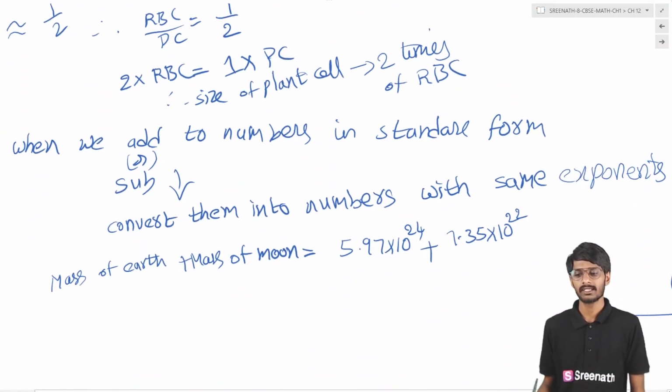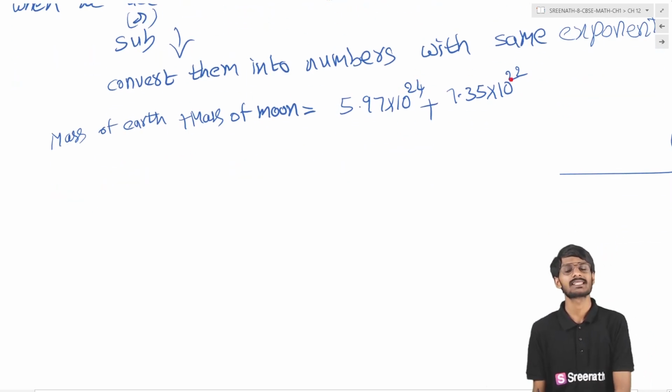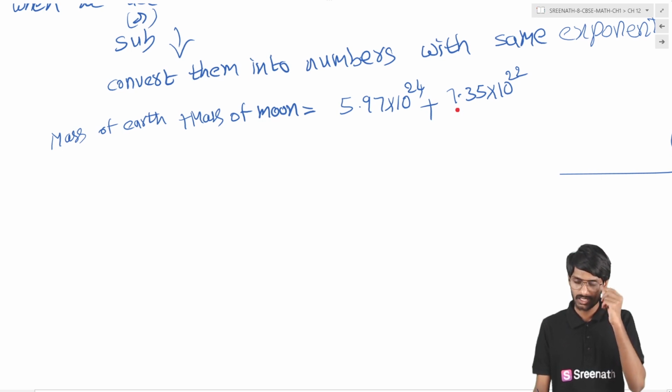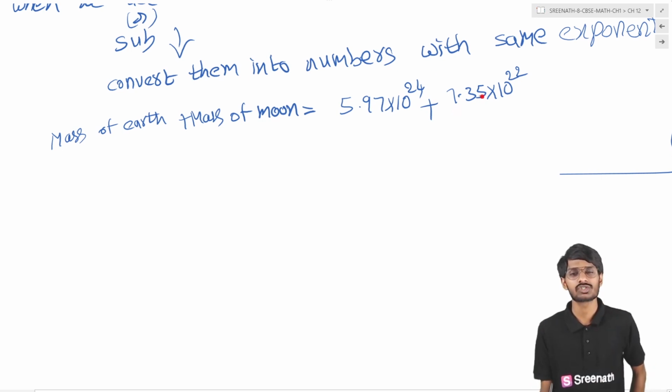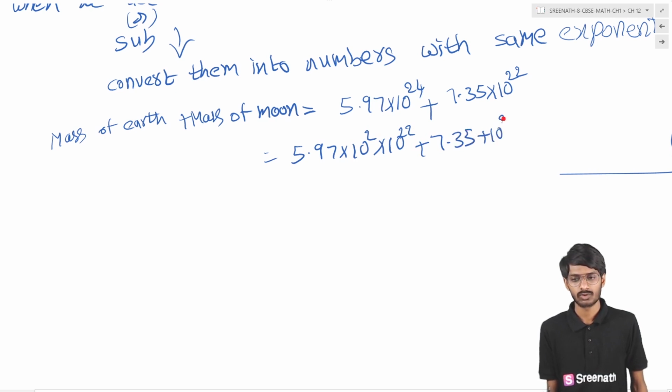So basically here, if you see, there is a power exponent of 24 and an exponent of 22. So we can't add these two directly. We have to bring them to the same exponent. For that, we can write 5.97 into 10 square into 10 power 22, plus 7.35 into 10 power 22.